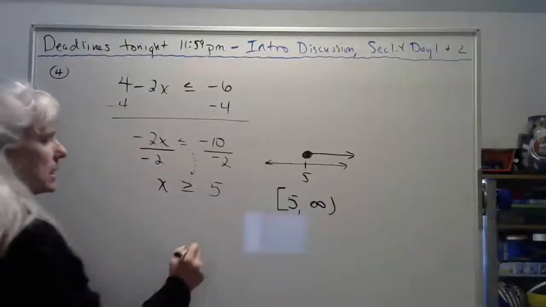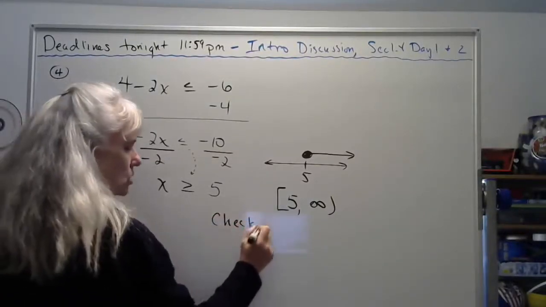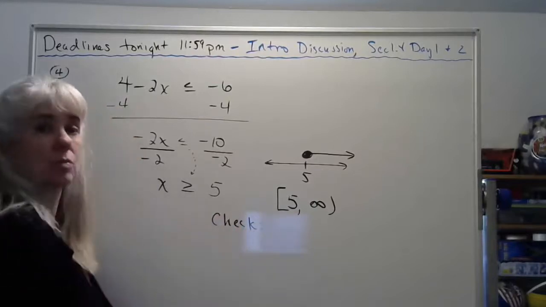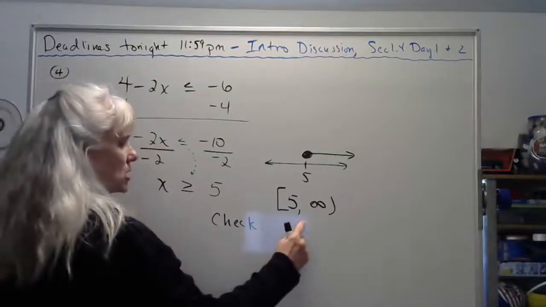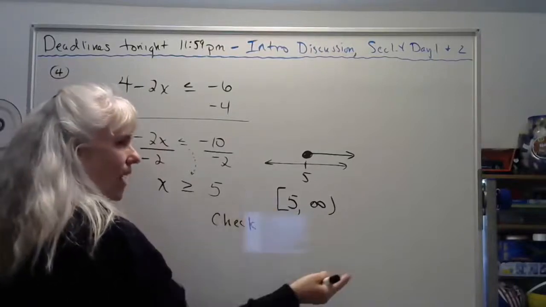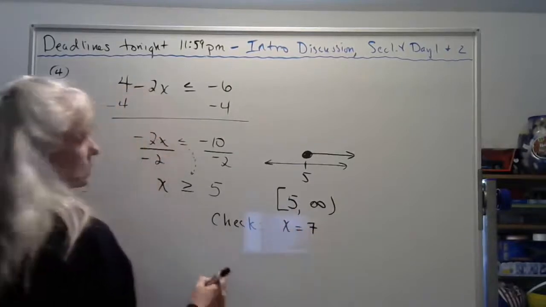So let's actually check an answer. Because you're solving, you can check. That's true. Anytime you solve, you can check, which is really nice in algebra because you know whether or not you got the right answers. So what we're going to do is pick a number that is bigger than 5 and check it. So let's let x equal, oh, I don't know, 7, because that's bigger than 5.